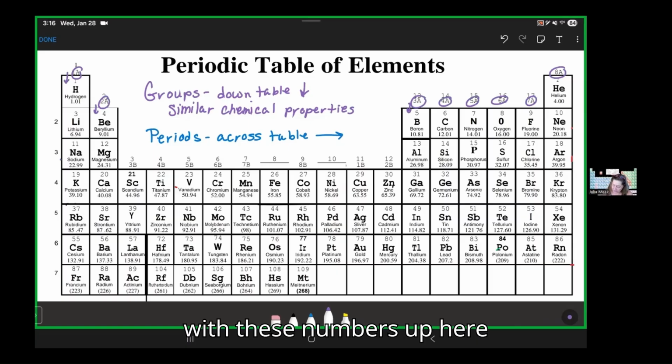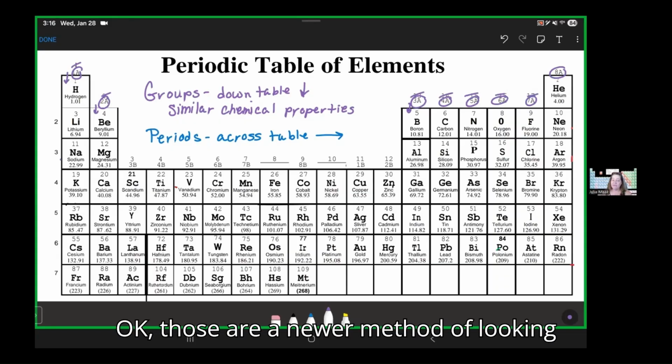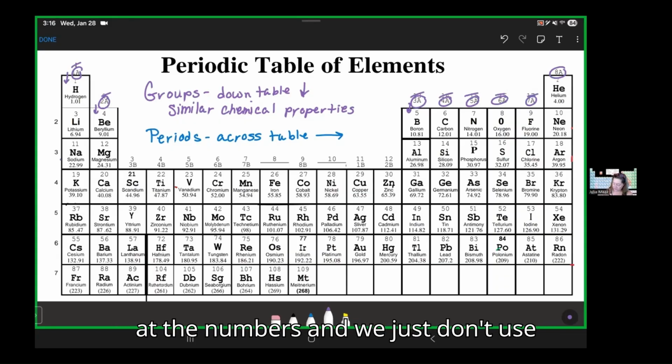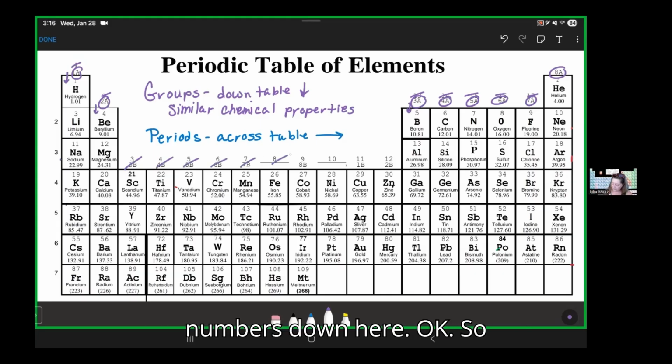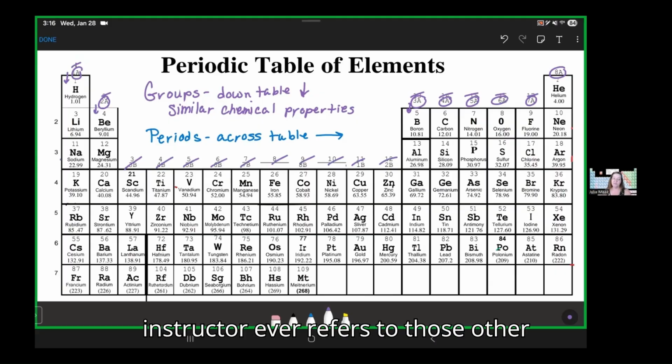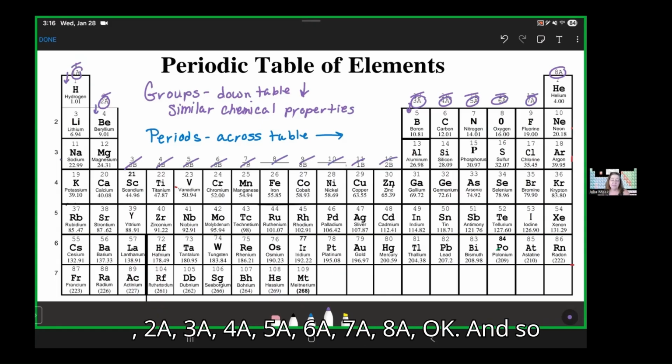We don't really deal with these numbers up here on the periodic table. Okay, those are a newer method of looking at the numbers, and we just don't use those. Likewise, we don't use these numbers down here. Okay, so I would be surprised if your instructor ever refers to those other numbers. So your groups are 1A, 2A, 3A, 4A, 5A, 6A, 7A, 8A.